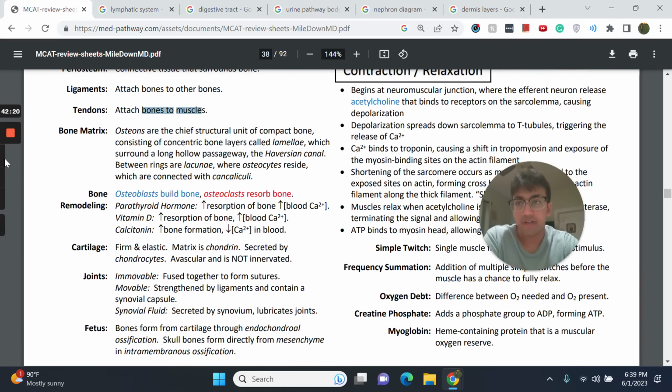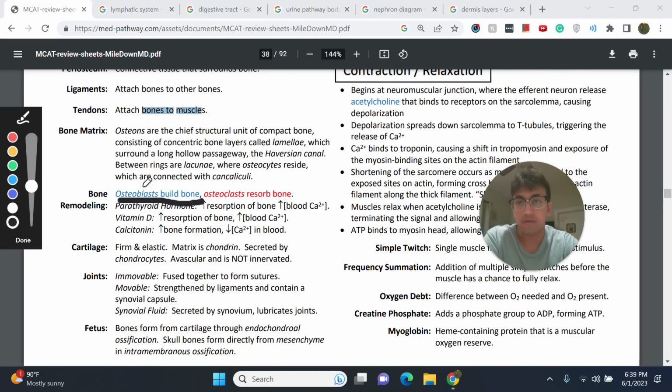Let's see, I think this is very high yield, which is bone remodeling. So osteoblasts build bone. So I just remember osteoblast build bone. And then osteoclasts resorb bone. And resorption here means that it's breaking down the bone to produce calcium. And so parathyroid hormone is something that's responsible for increasing resorption of bone because there's too little calcium in the blood, and so it's going to increase the blood calcium by resorbing this bone.